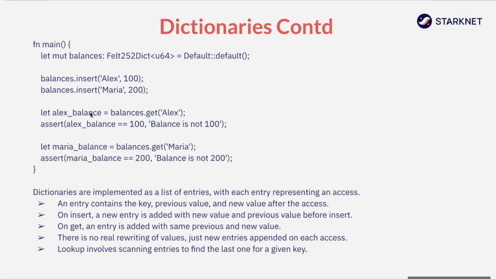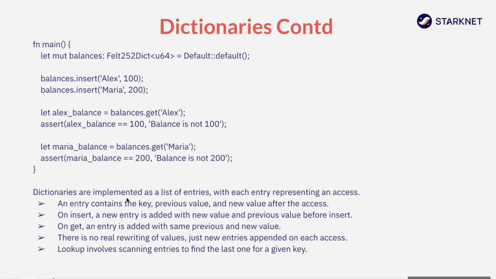So let alex_balance equal balances.get(Alex). At this point, it should fetch 100, because Alex's balance that was inserted is 100. So this is just asserting that Alex's balance should equal 100. If not, it should throw this error. This also works for Maria.